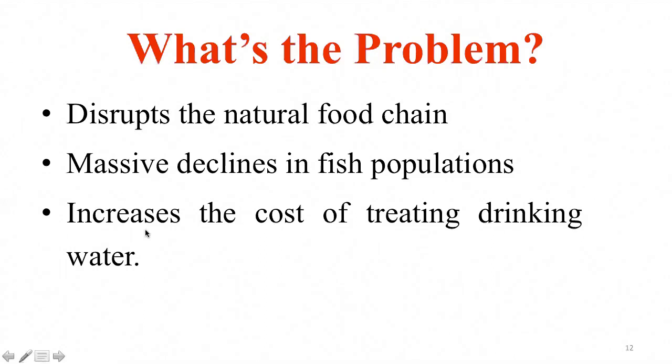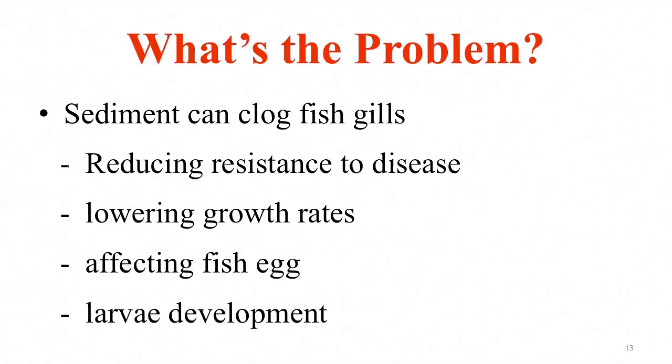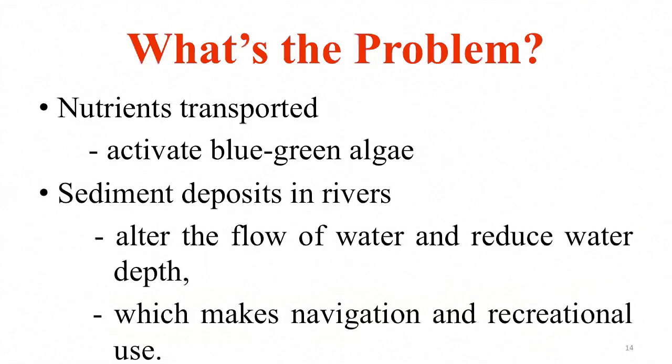So the sediment increases the cost of treating drinking water and can result in odor and taste problems related to drinking water quality. These sediments can also clog the fish gills, reducing resistance to various diseases, lowering their growth rates, and affecting fish egg and larvae development. The nutrients transported by these sediments can activate blue-green algae, that is called cyanobacteria, that release toxins and can make swimmers sick. Sediments deposited in the river can alter the flow of water and reduce the water depth, which makes navigation and recreational use more difficult. So how can we treat these problems in terms of positive solutions?